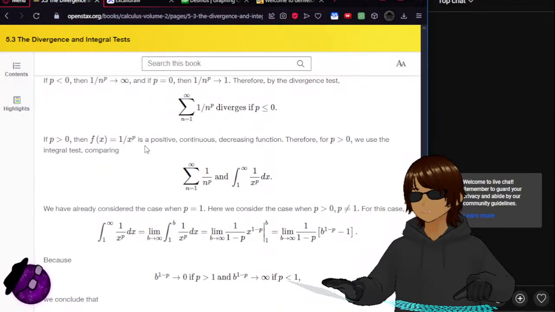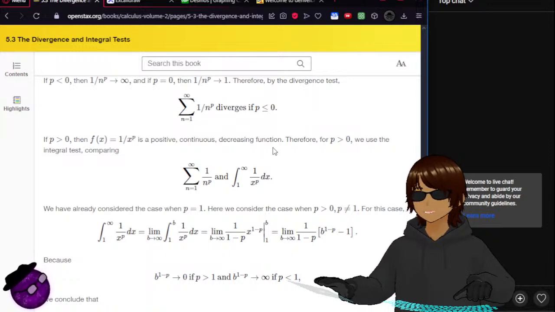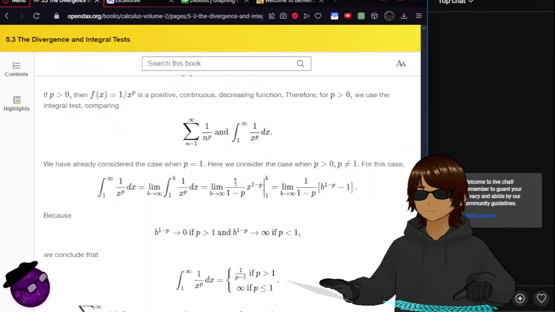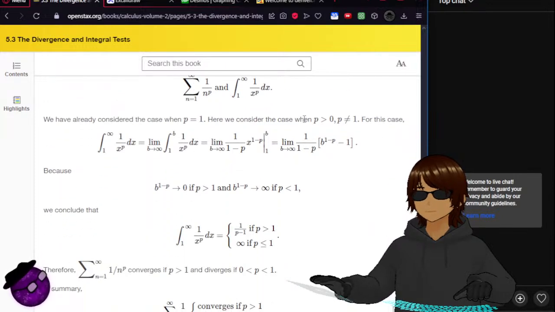Now what are we left with? If p is greater than 0, then 1 over x to the power of p is a positive continuous decreasing function. Therefore, for p greater than 0, we use the integral test comparing these two. We already considered the case when p is equal to 1. Here we consider the case where p is greater than 1.